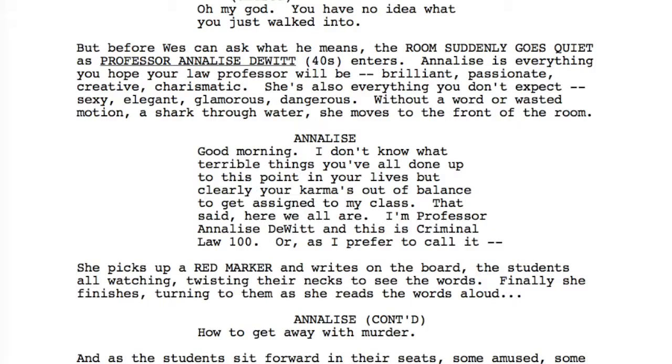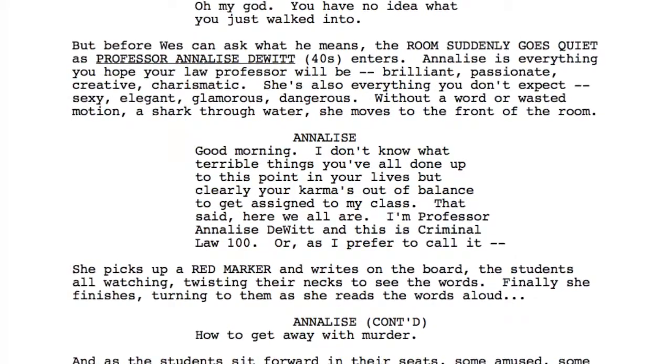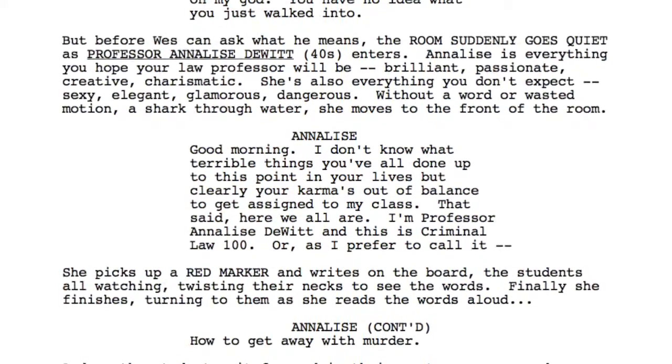For example, the first thing Annalise says upon entering the classroom, and she's walking very fast and speaking very fast, is, "Good morning, I don't know what terrible things you've done up to this point in your lives, but clearly your karma is out of balance to get assigned to my class."